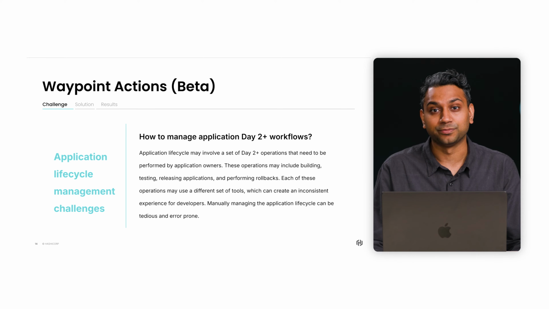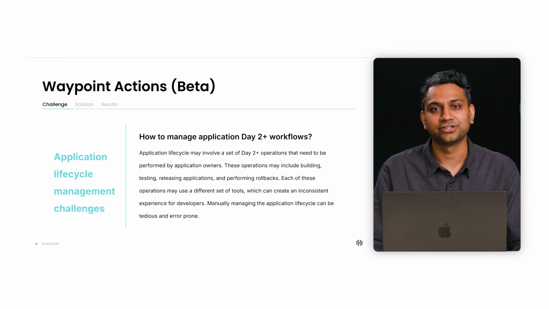Application lifecycle management involves all stages of application development, from the creation until end of life. As the number of services grow in large enterprises, managing them becomes more complex. The stages of an application lifecycle may involve supporting operations such as building, testing, releasing, and rollbacks. Each of these operations may use a different set of tools, which can create an inconsistent experience for developers. Also, manually managing the application lifecycle can be tedious and error-prone.